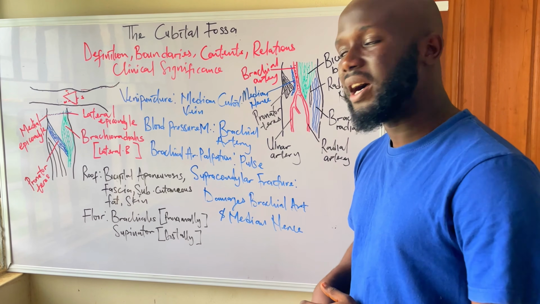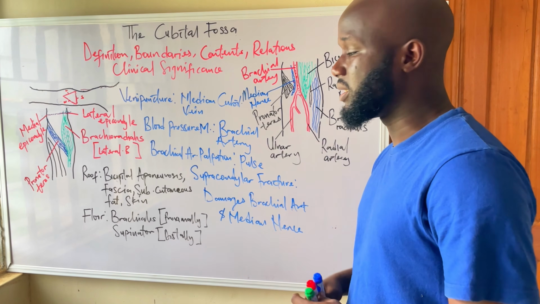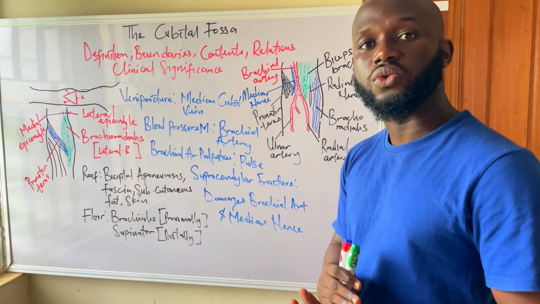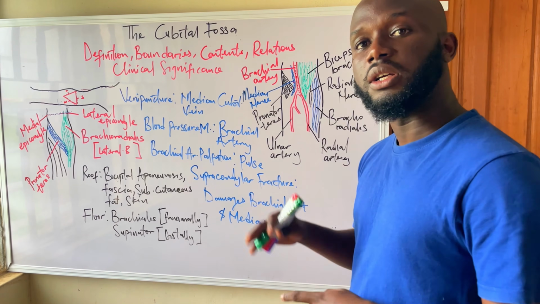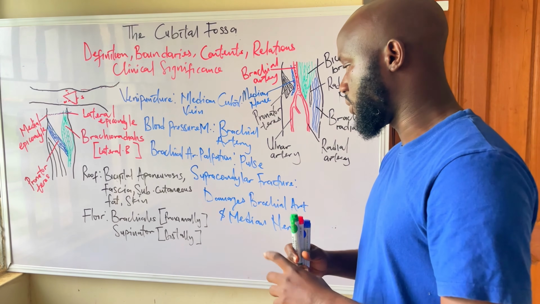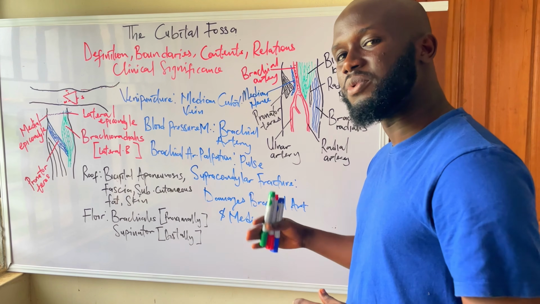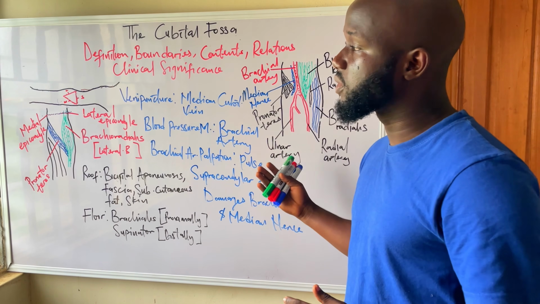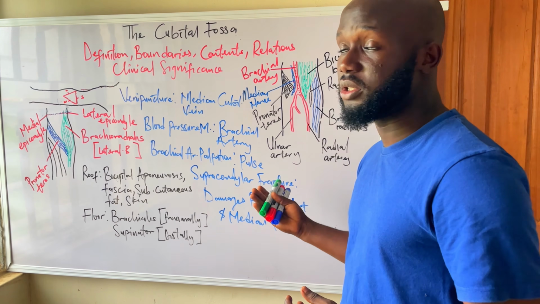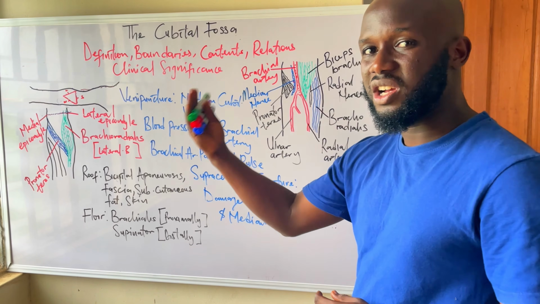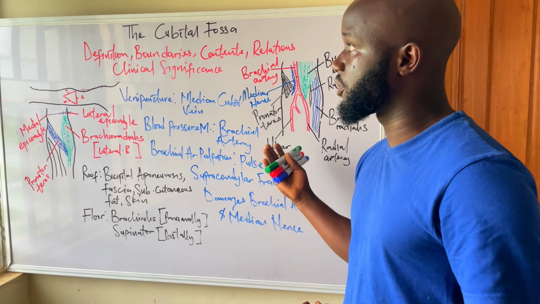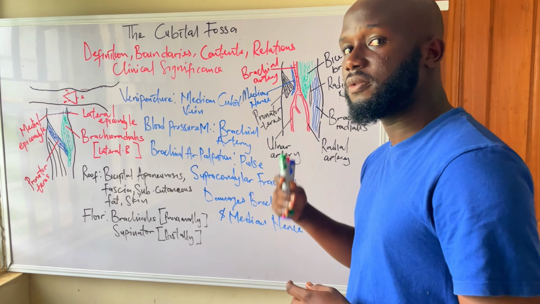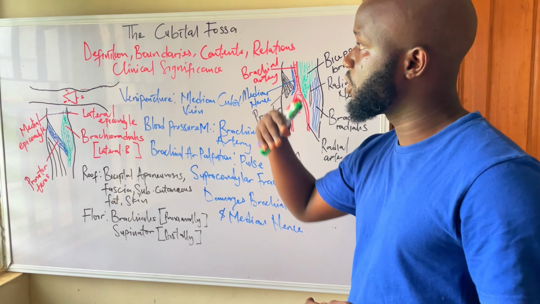Lastly, we have the supracondylar fracture. A fracture to the supracondylar area of the humerus, or the distal part of the humerus, can cause damage to the brachial artery and the median nerve. Once again, the cubital fossa is a very important aspect of the body. It's located on the anterior aspect of the elbow. It is a triangular depression that serves as a passageway for structures from the forearm to the arm.